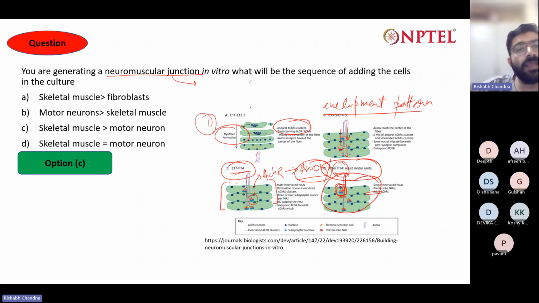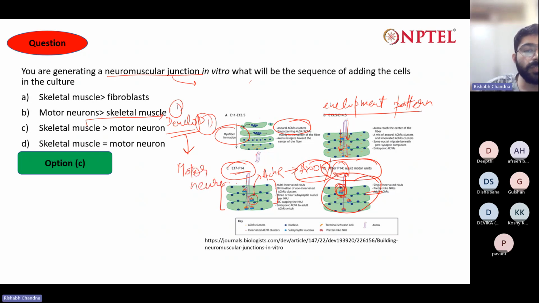That is why when we do this in vitro, first we add the skeletal muscles. We allow them to develop, okay, providing different growth factors, and we have some amount of fibroblast also there. Then after that, when the growth is there, we can check with the help of different antibodies or different functional assays, and then we add the motor neuron.